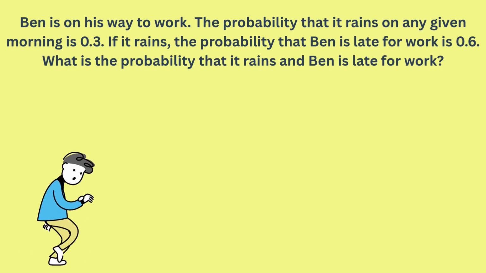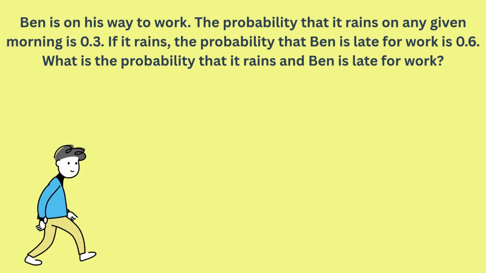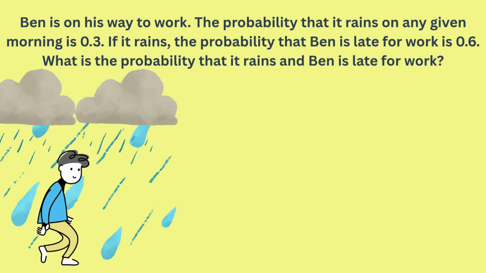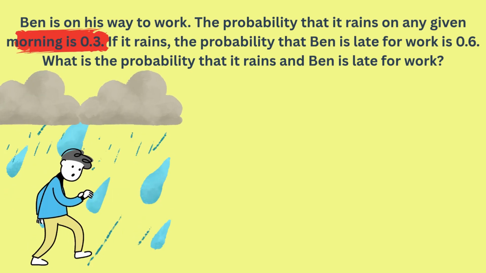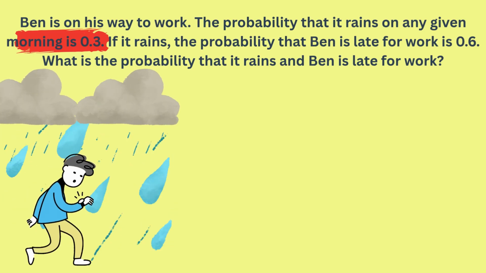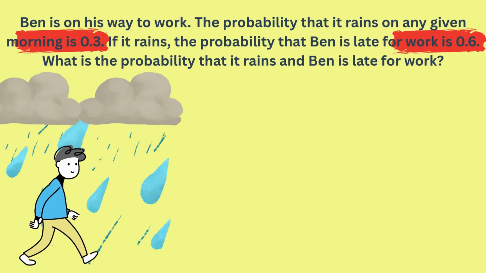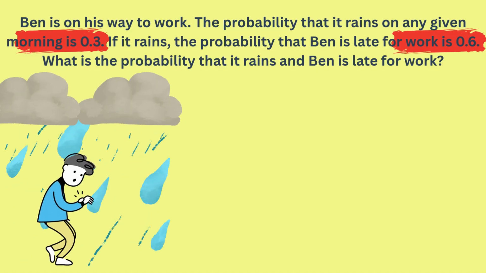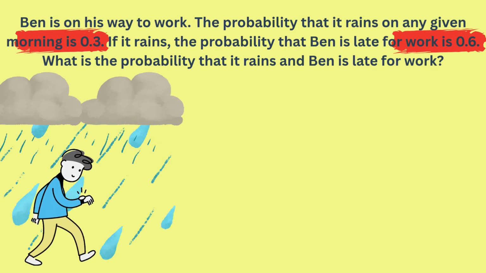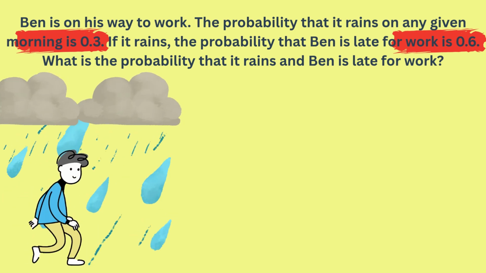Ben is on his way to work. The probability that it rains on any given morning is 0.3. If it rains, the probability that Ben is late for work is 0.6. What is the probability that it rains and Ben is late for work?